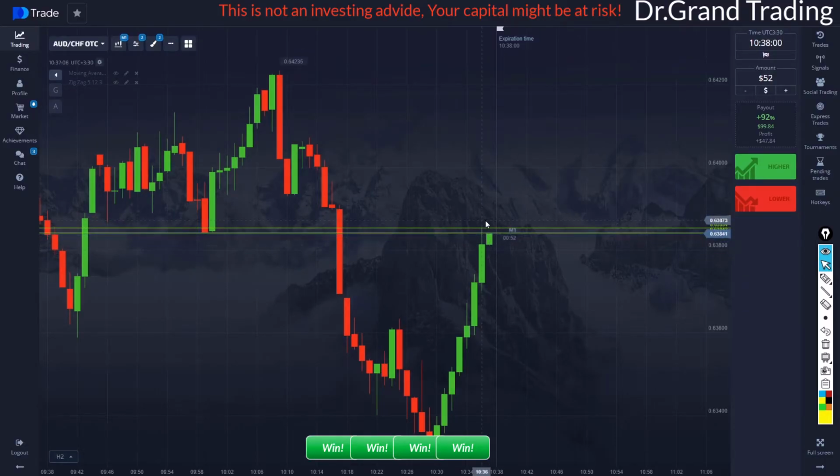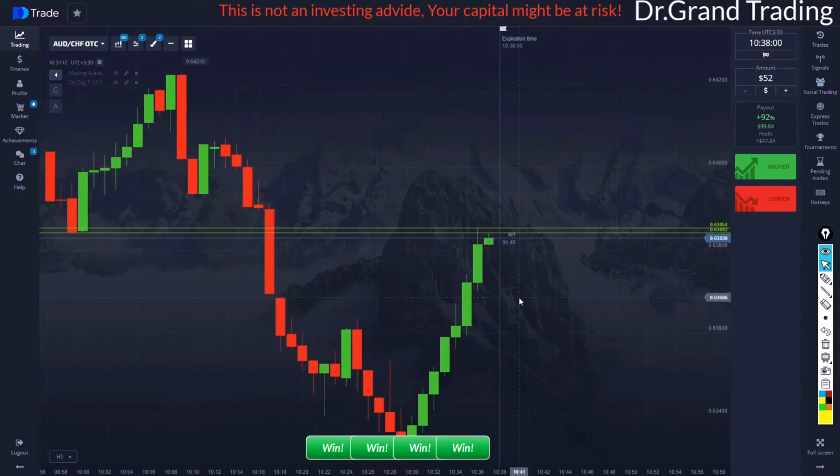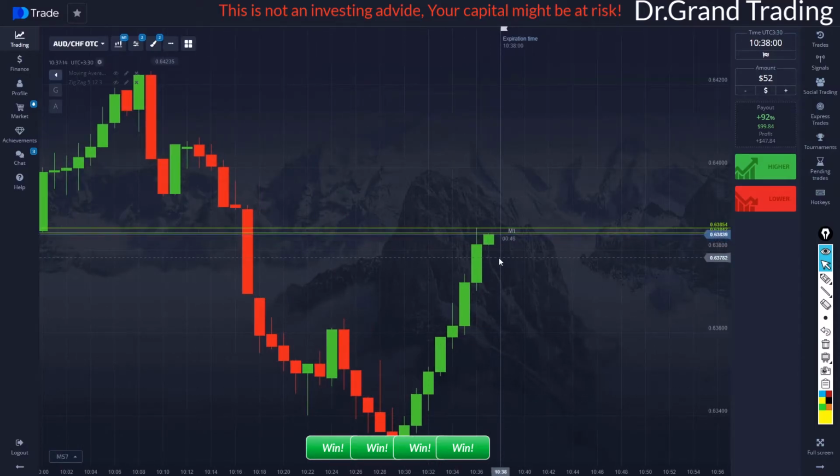If this candle closes right above this level, I can go with sellers. But for now, this is strong momentum. I cannot trust and go with sellers here, because it's in the middle of the trend and we still have a gap.